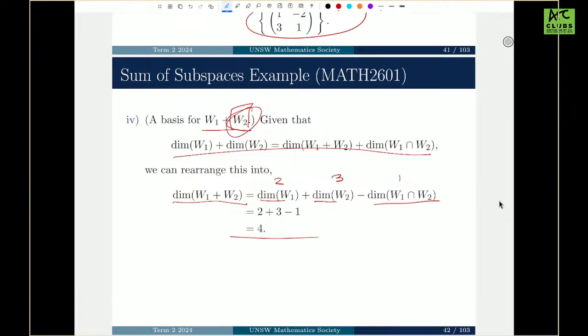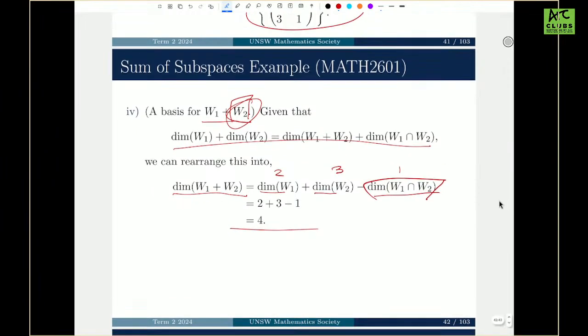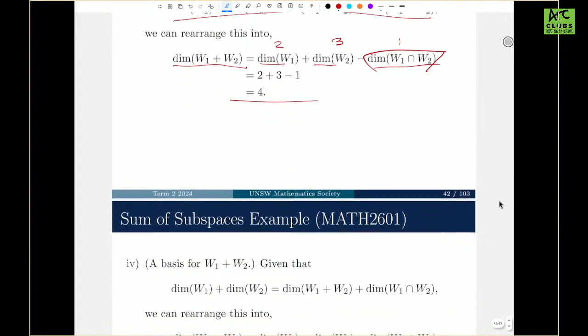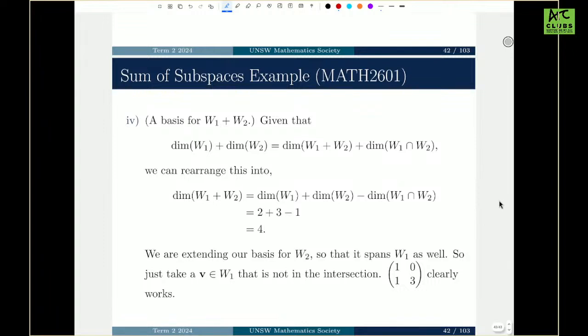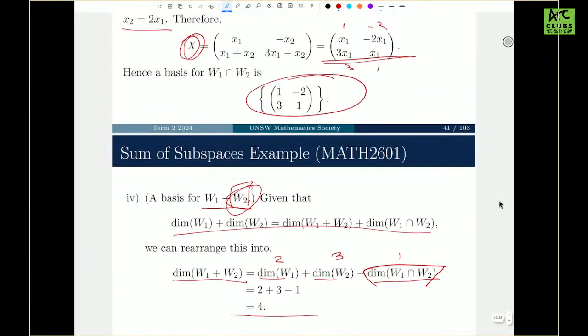And we know we need to involve vectors from W1 now, so let's take any W1 vector that is clearly not in the intersection. Any of our basis vectors for W1 should suffice. We're extending our basis for W2, so it depends on W1 as well. So just take this vector, which is clearly not in W1 intersect W2, because it's clearly not a linear combination of just this one matrix.